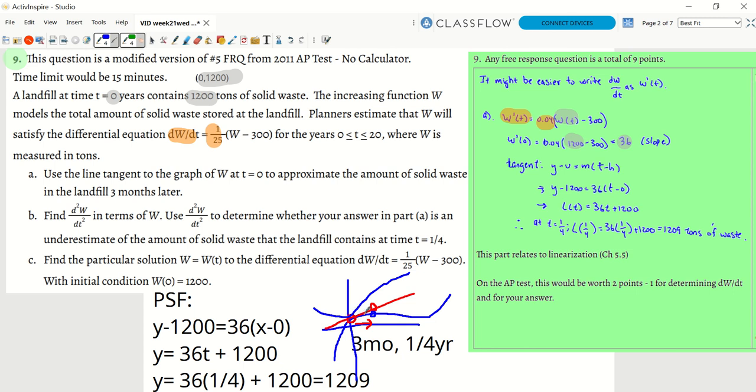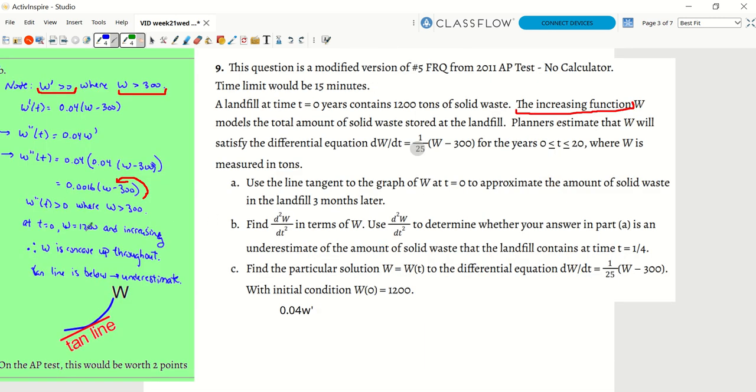So the red line, the tangent line, is going to be under this right here because this is concave up, based on this fact right here that it is greater than 0. So the red line's an underestimate. The tangent line's an underestimate.